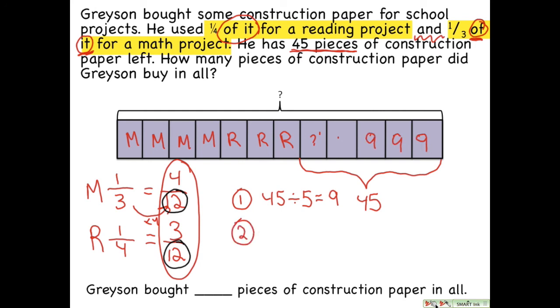The second step is going to be to multiply 9 times 12, which when we multiply that out, we get 108. So it means that the total amount of construction paper is 108 pieces.